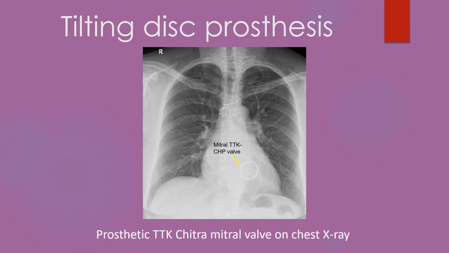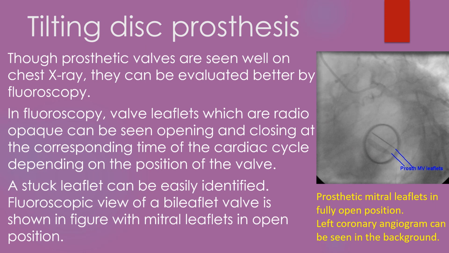The leaflets are non-radiopaque. Though prosthetic valves are seen well on X-ray, they can be evaluated better by fluoroscopy. In fluoroscopy, valve leaflets which are radiopaque can be seen opening and closing at the corresponding time of the cardiac cycle, depending on the position of the valve. A stuck leaflet can be easily identified. Fluoroscopic view of a bileaflet valve is shown in the figure with mitral leaflets open. This is the X-ray fluoroscopic image. In addition to the mitral leaflets in fully open position, a left coronary angiogram can be seen in the background.